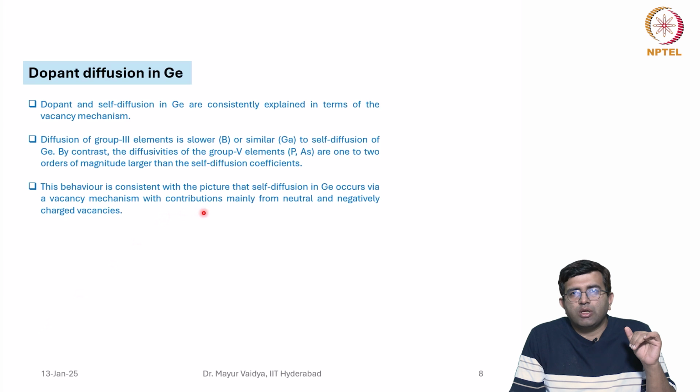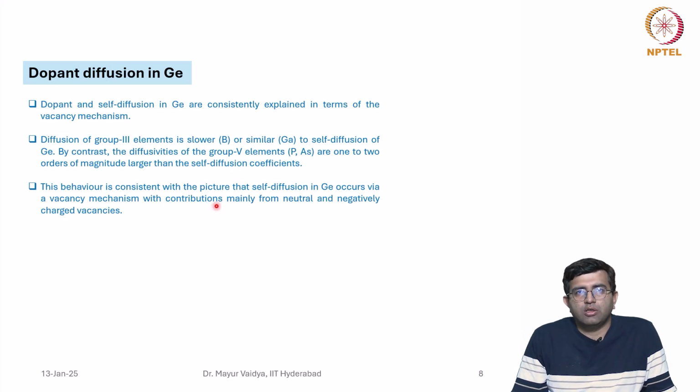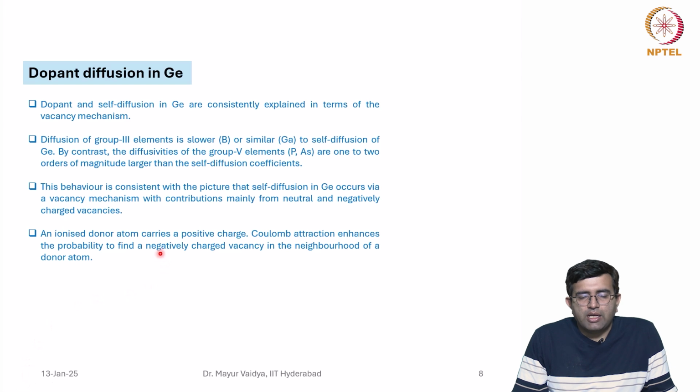This is consistent with the fact that self-diffusion in germanium occurs by a vacancy mechanism with contributions mainly from neutral and negatively charged vacancies. Since negatively charged vacancies are present, the n-type doping elements tend to increase the diffusion coefficients. An ionized donor atom carries a positive charge. Coulomb attraction enhances the probability to find a negatively charged vacancy in the neighborhood of a donor atom. So, since germanium has negatively charged vacancies, you get higher diffusion rates for the n-type dopants.